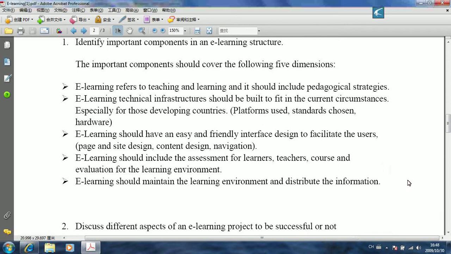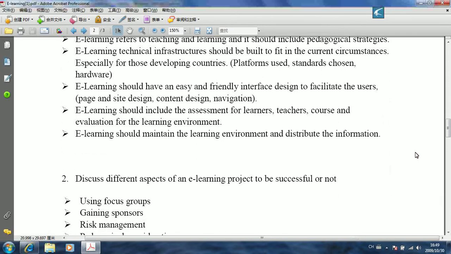And e-learning should also include the assessment for learners, teachers, courses, and the evaluation for the learning environment. E-learning should also maintain the learning environment and distribute the information. By this we mean the learning environment should be managed with regard to how we are going to disseminate the information.